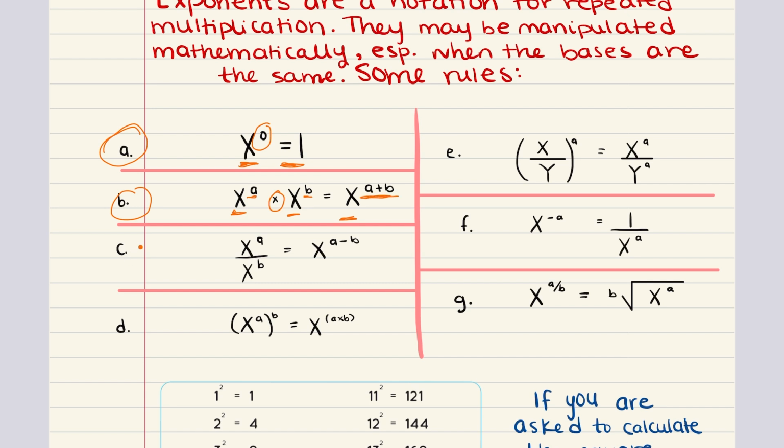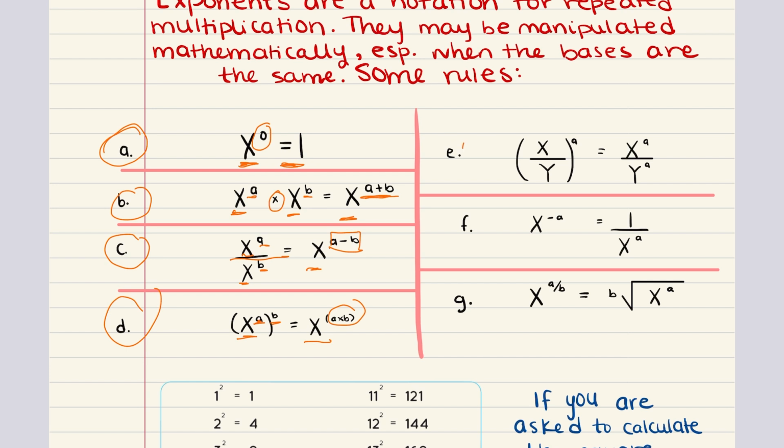The third rule is the quotient rule. Here, when you're dividing terms with the same base, you subtract the exponents. For instance, x raised to the power a divided by x raised to the power of b simplifies to x raised to the power of a minus b. Next up, let's talk about the power rule. For this rule, when you're raising a power to another power, you multiply the exponents. So for example, x raised to the power of a and then raised to the power of b becomes x raised to the power of a times b.